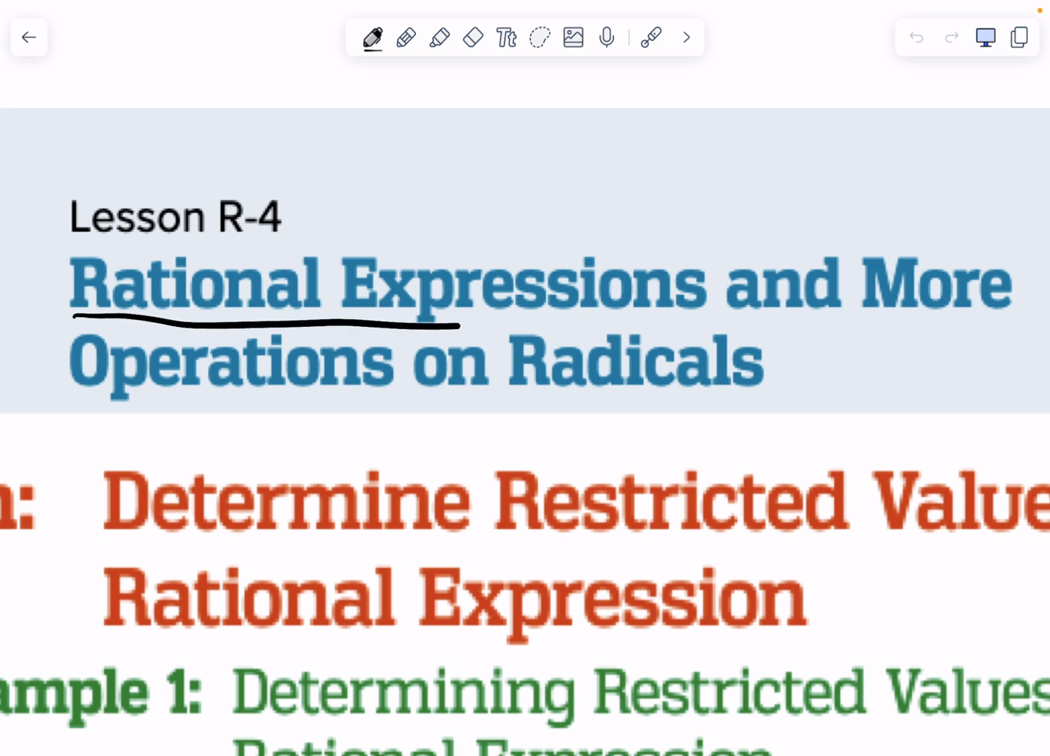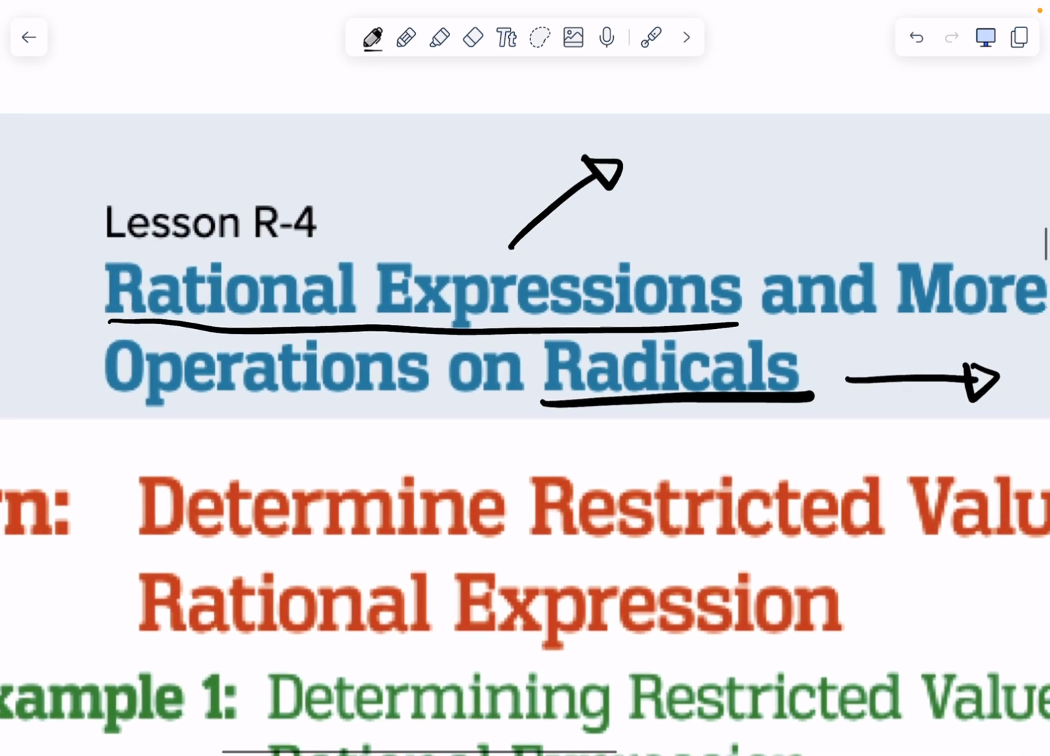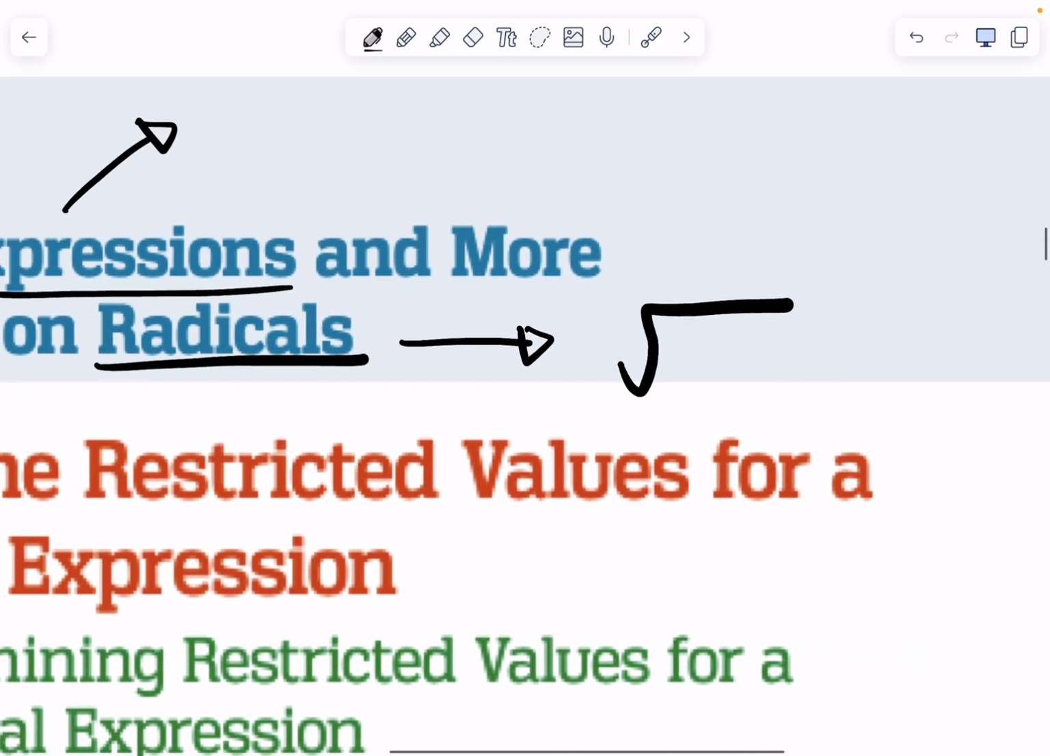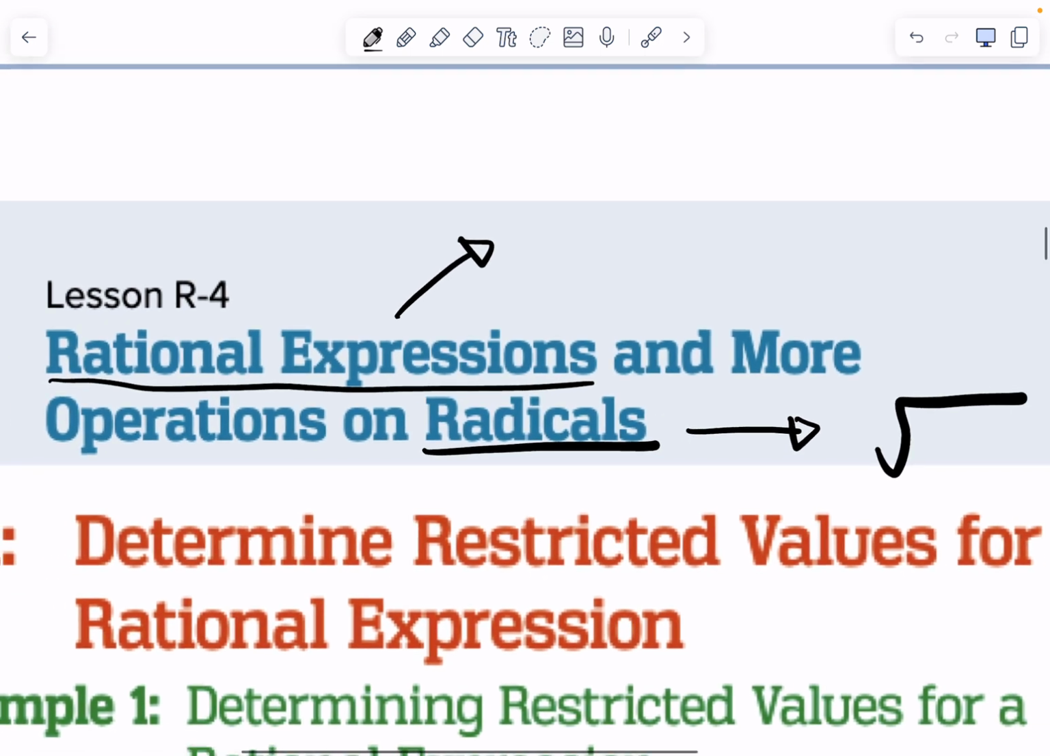What are rational expressions? What's a rational function? You guys know what a rational function is? It's not irrational. Okay, what's a radical function? Yeah, one of these guys, a square root, right? So radicals, we have more operations on radicals. So we've got square roots and stuff coming. But what's a rational expression?